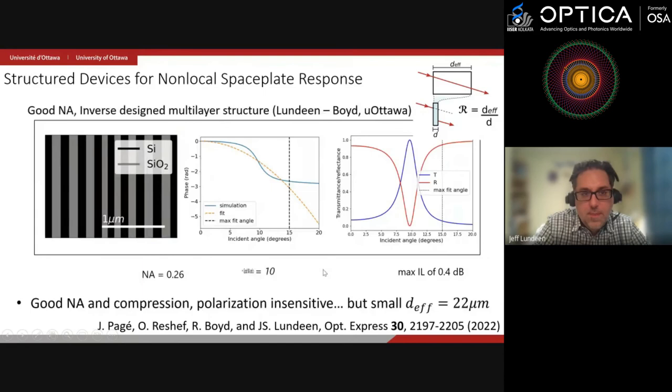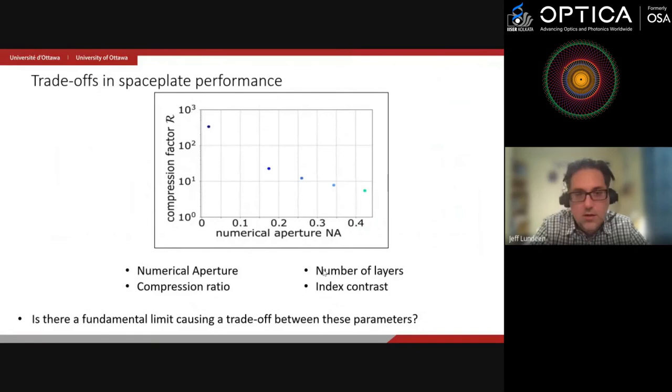I think I'll just stop with this slide. So when we were doing these machine learning designs, we noticed there's a trade-off between a few different imaging parameters of our spaceplates. So one was there was a trade-off between the amount of compression you could get and the numerical aperture of the system.